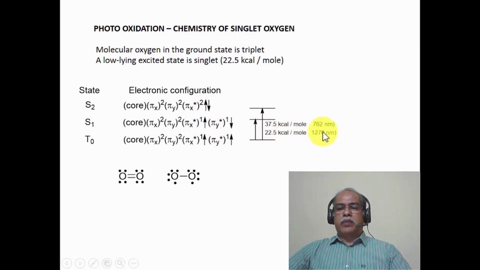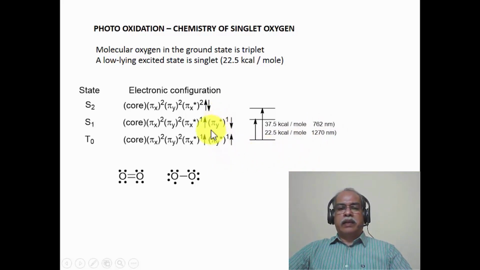In fact, this energy corresponds to 1270 nanometers of excitation. This corresponds to 762 nanometers of excitation. So in fact normal oxygen absorbs in the visible region. In the blue region is where it absorbs, for example. Sorry, the red region is where it absorbs. This is a near infrared region, whereas this is an infrared region. So this is a visible region, and this is a near infrared region where the triplet oxygen absorbs.